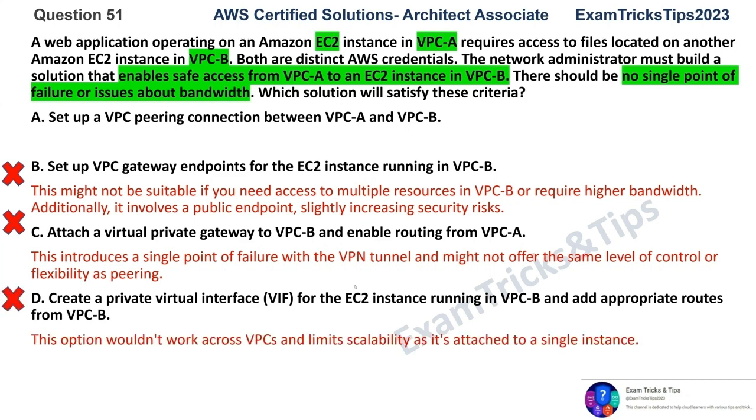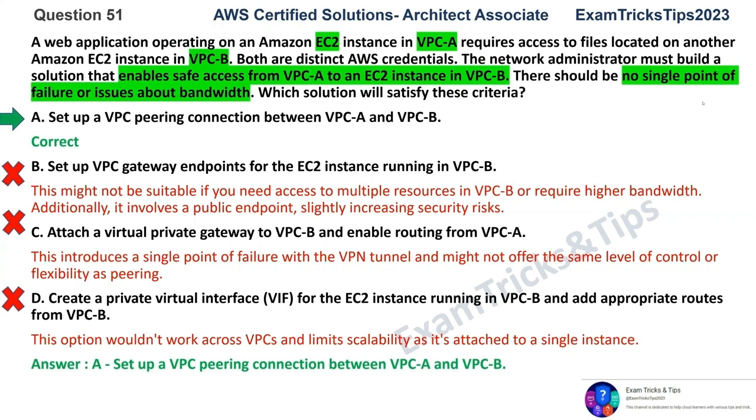And we have already seen, based on the documentation that we've gone over, the correct option for this particular scenario is you need a VPC peering connection between VPC-A and VPC-B. In fact, this is your exam tip. If you get a scenario where you have been given two VPCs and you're connecting resources between these two VPCs, the best solution is to use VPC peering between VPC-A and VPC-B. So that's the answer for this particular question. Set up a VPC peering connection between VPC-A and VPC-B.